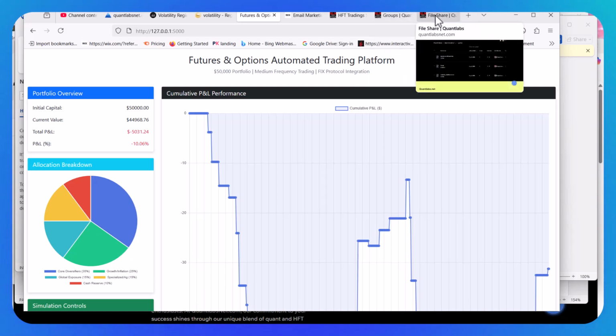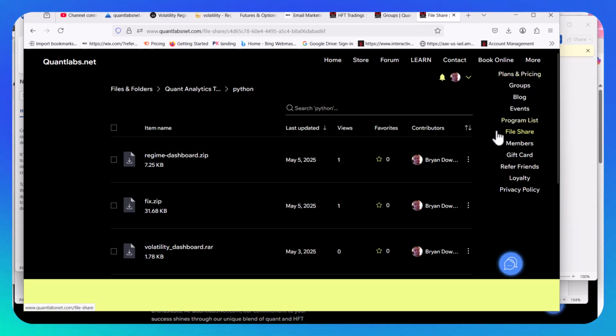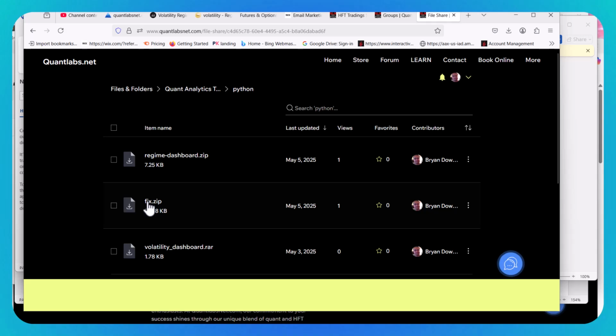All right, so people are going to go, "Well, where do I get this?" Okay, so I do have a file share here on my website, quantlabsnet.com. The unfortunate problem is under the file share here, I have the quant analytics. This is all payable now, okay? But we just kind of started this process a few days ago. What you want to look for is the fix zip file under the Python, and then you'll get the source code in there. Now, I think this is so valuable. I may rerun this and actually use it in live trading at some point in the near future.